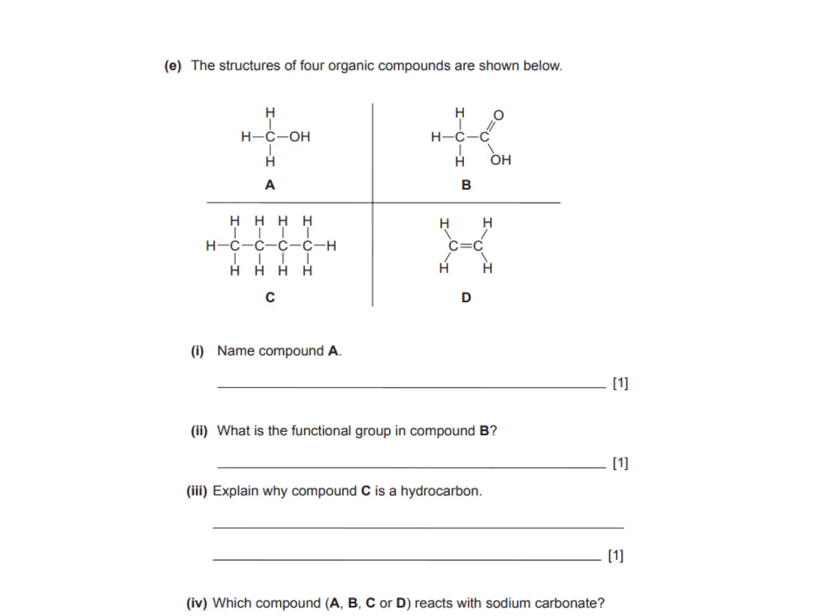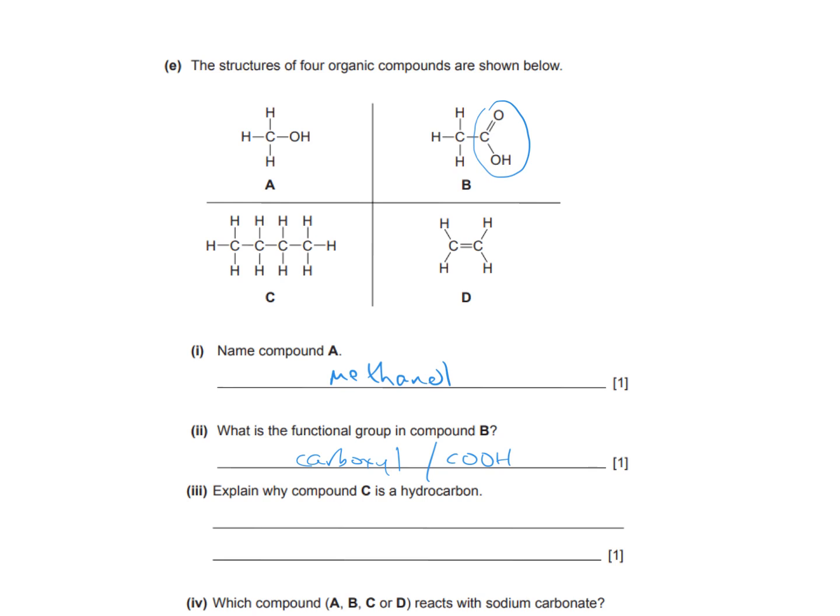On to this question. Compound A, well, it is an alcohol because it's got this hydroxyl group, and we don't say it's an alcohol group, it's a hydroxyl group. There's 1 carbon, therefore this is going to be methanol. The functional group in B, well, it's got the C double bond to OH, that is carboxyl. Now it doesn't say to give the name here, so you could also just say COOH.